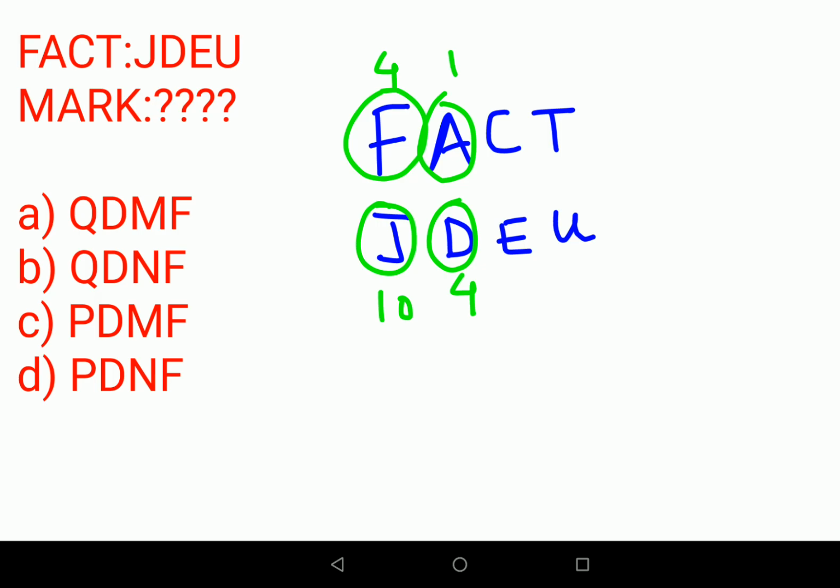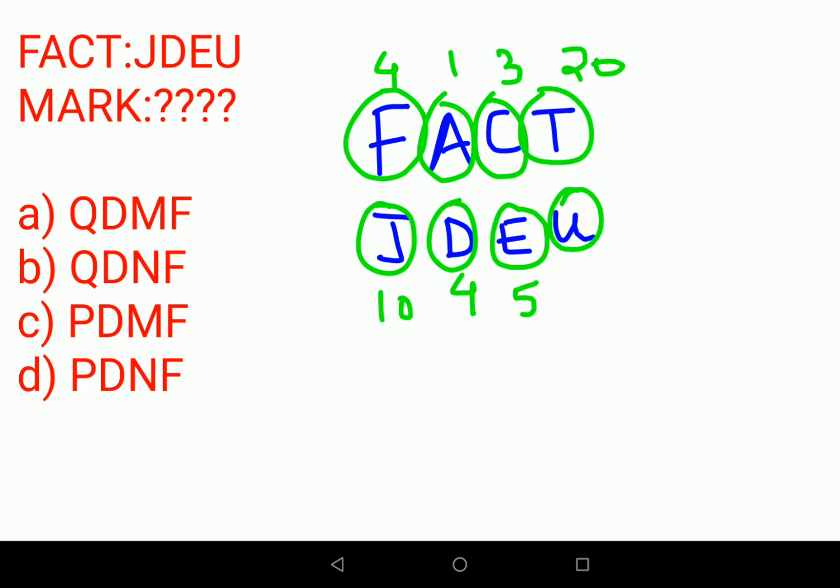Numerically D is represented as 4. C is represented as 3. E is represented as what? 5. T is represented as 20 and U is represented as 21.